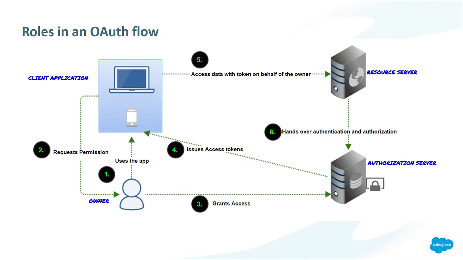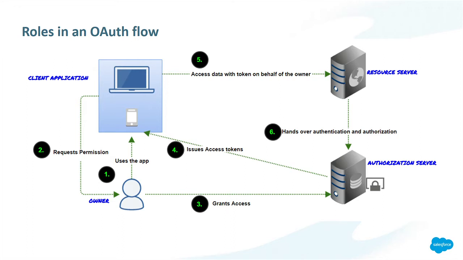Okay, so the resource server is Salesforce or Facebook, where the data is hosted, and the authorization server is the server that's doing the role of security. More often than not, the resource server and the authorization server are the same entity. For example, Salesforce may have different servers, but they are Salesforce themselves.